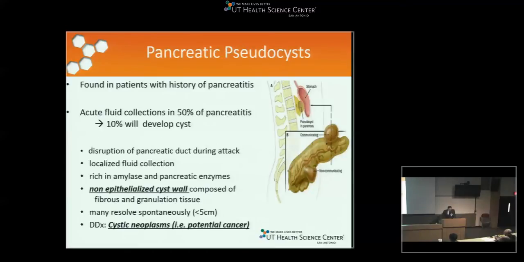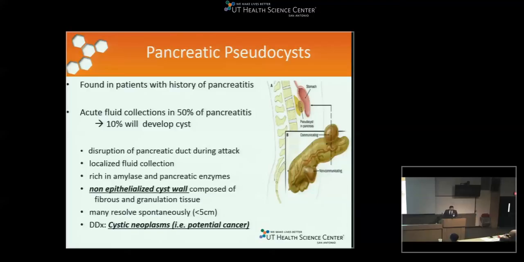Beginning with pancreatic pseudocysts, as we know, they're found in patients with a history of pancreatitis, and acute fluid collections will develop in 50% of these patients during an attack, 10% going on to develop a cyst. These fluid collections are caused by a disruption of the pancreatic duct during the attack, resulting in a localized fluid collection, which is rich in amylase and other pancreatic enzymes. It's important to note that the wall of the cyst is non-epithelialized and composed of fibrous and granulation tissue, and that most of these will resolve if given enough time, in particular if they're less than 5 centimeters.